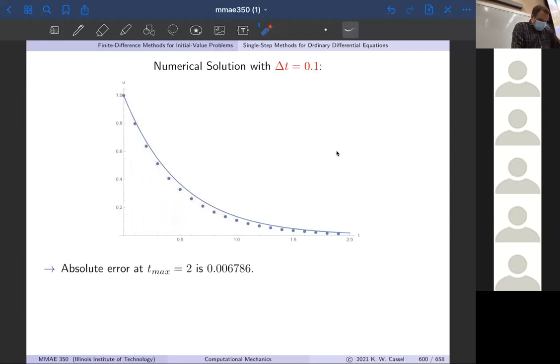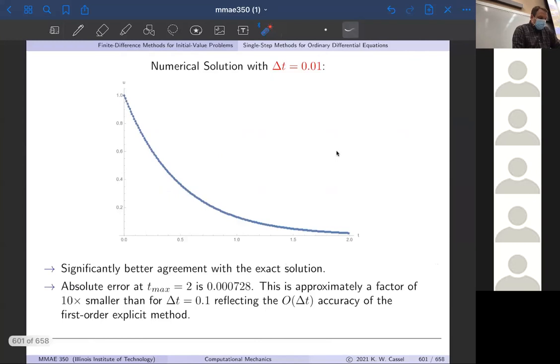Now, the solid line there is the exact solution. The first thing you'll notice is that the numerical solution does start to deviate from the exact solution. They start out the same because they both start at 1. That's the initial condition. But the approximate numerical solution starts to sag a bit below the exact solution. And that's because this is a relatively large time step. 0.1 is apparently too large. If you look at the error at t equal to 2, it's 0.006786. And we'll compare that with the case with the smaller delta t. So just remember 0.007 essentially.